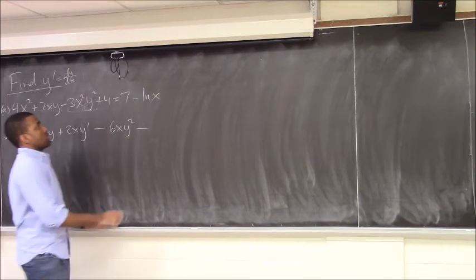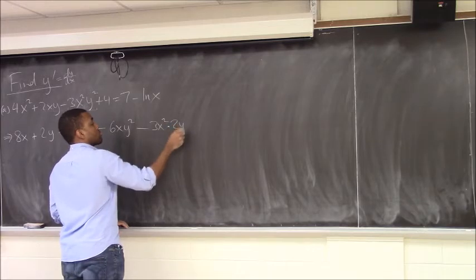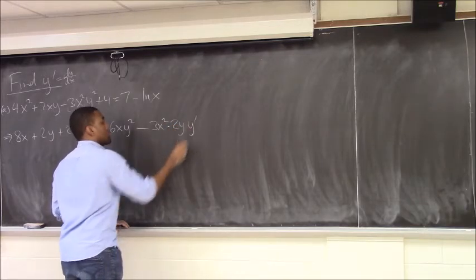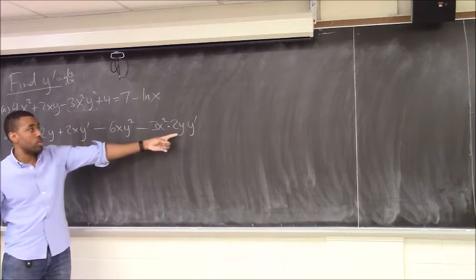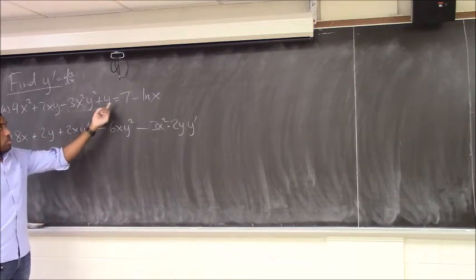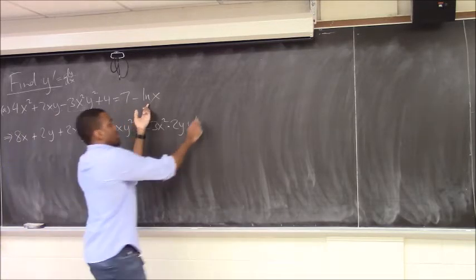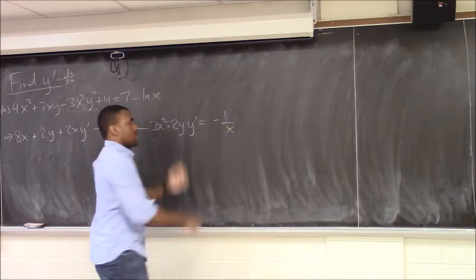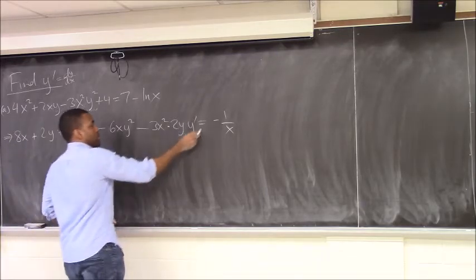3x squared. 2y prime. Y prime again. Okay. Just did the product rule here using the chain rule when differentiating the y function. Derivative of 4, 0. Derivative of 7, 0. Derivative of this, negative 1 over x. So I've taken derivatives. Now I want to find y prime.